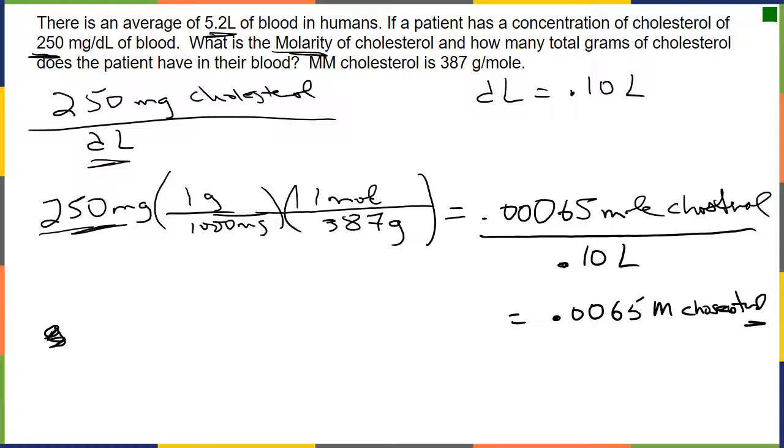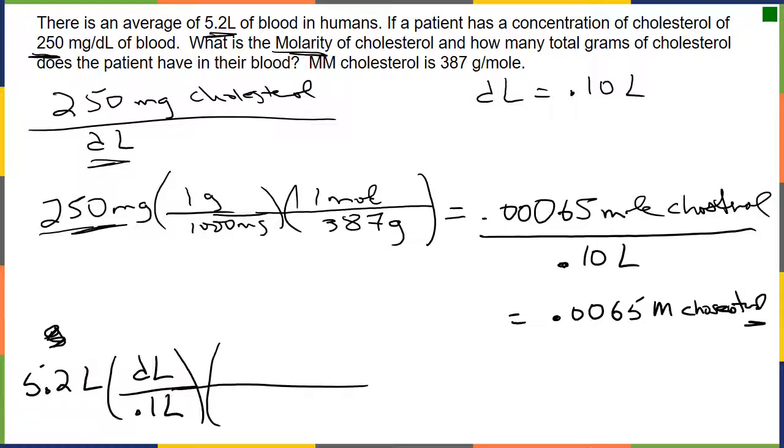If we have a volume of blood of 5.2 liters, we know that our cholesterol is 250 milligrams per deciliter. So let's look at this in deciliters. We know that we have a deciliter for every 0.1 liters. We know that we have 250 milligrams of cholesterol for every 1 deciliter, and this is going to give us our milligrams of cholesterol, which works out to be 130 milligrams.